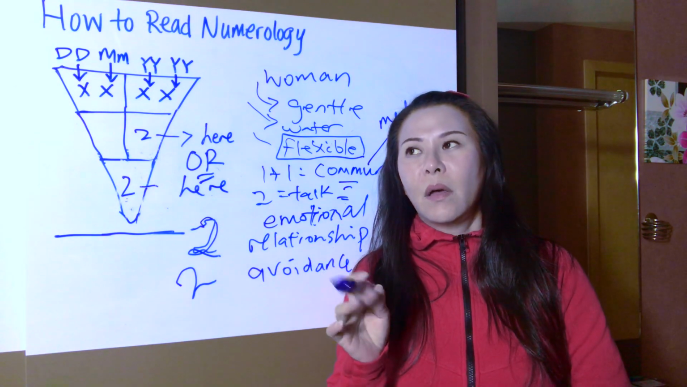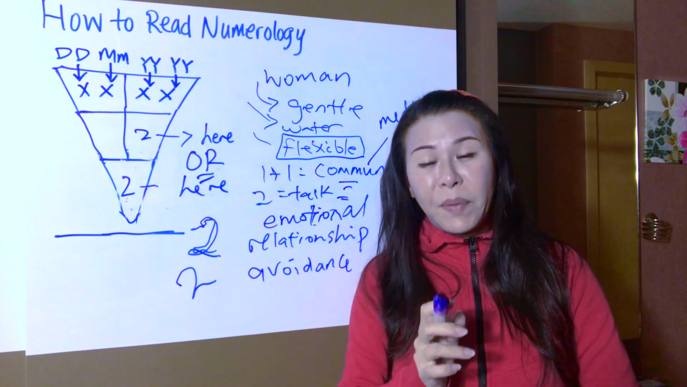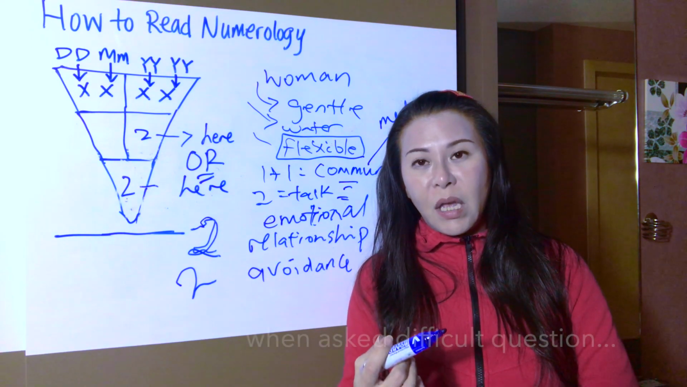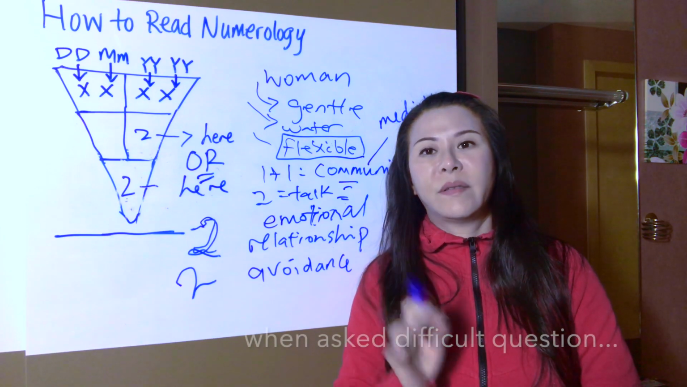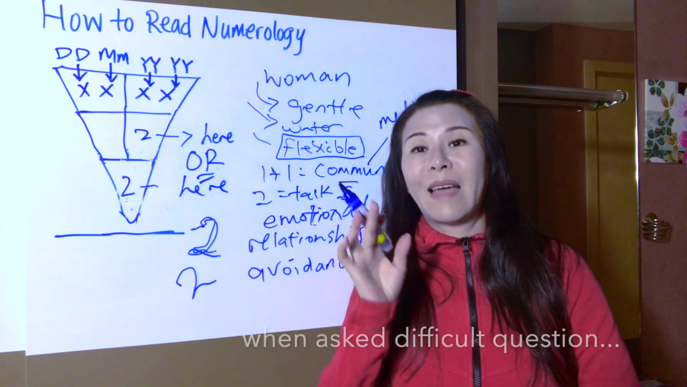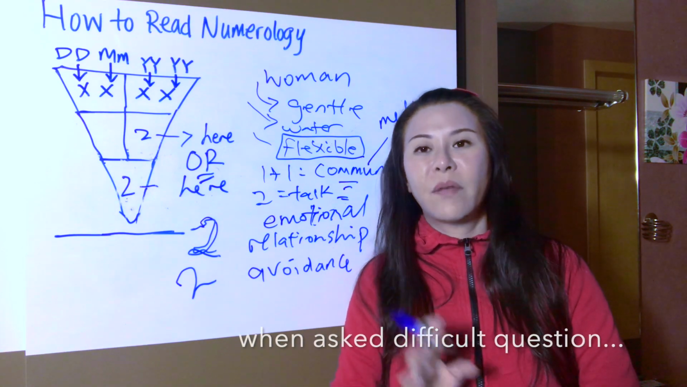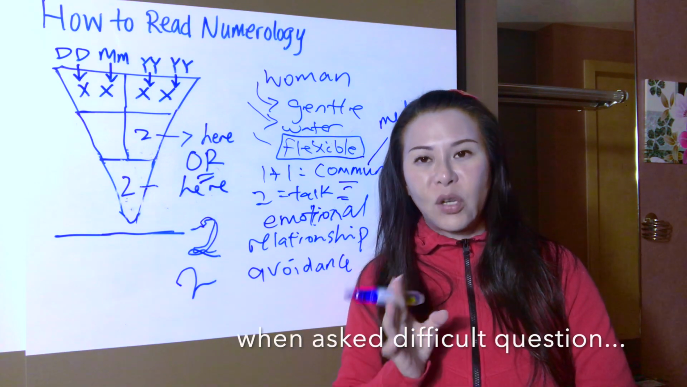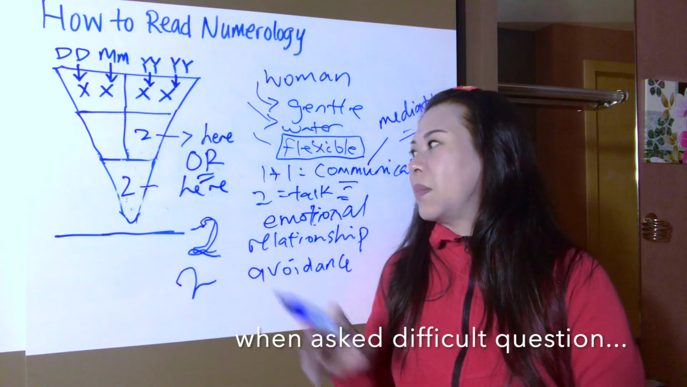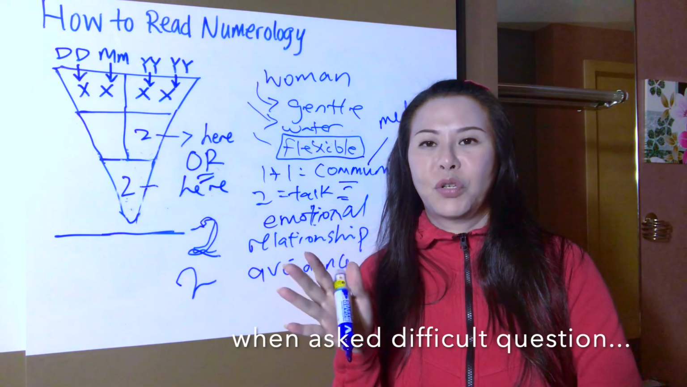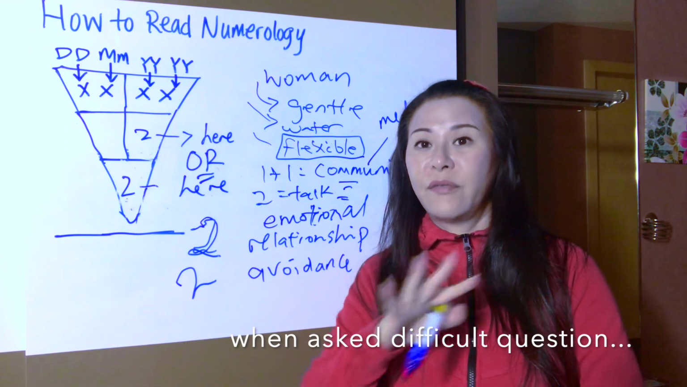For example, for a personality 1 person, when you communicate with them, let's say you ask them a question, they take time to answer you. Why? Because they need to digest the question. They don't straight away give you an answer. But for number 2, they will tend to beat around the bush. They will answer your question in a different manner.